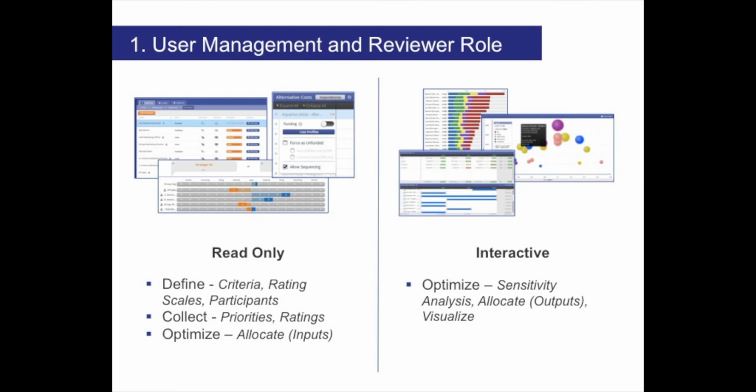Sorry. Just one more. There are a few screens that are read-only and interactive. On the left-hand side, you have your read-only screens and the defined steps to collect and optimize sections. These are things that, as a reviewer, I can go in and see definitions, and see what input people have provided. But I can't go in and change any of that data because we want to keep the data integrity intact. On the interactive side, it's on the optimize step, and it's for the sensitivity analysis and allocate, but only on the output side.